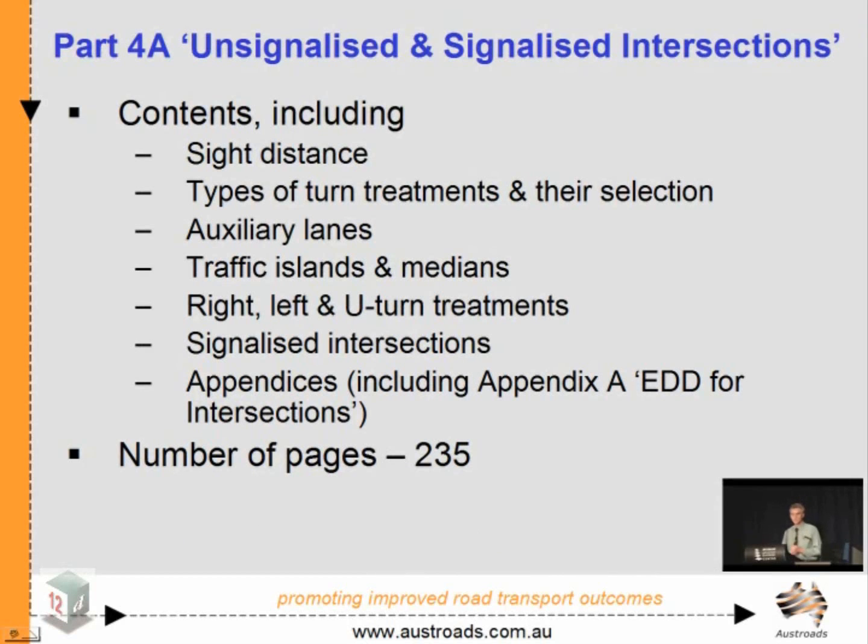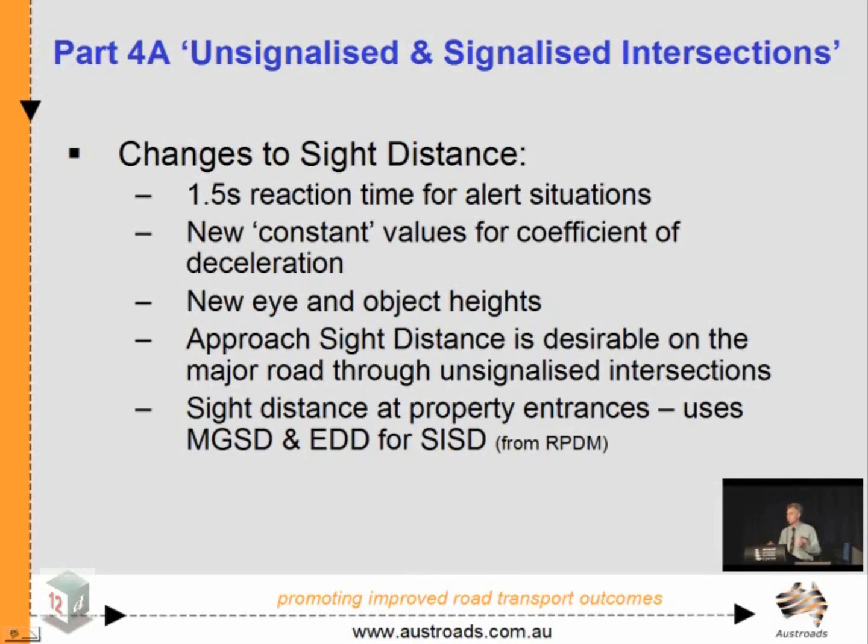Now, Part 4A is unsignalised and signalised intersections. And that's a fairly hefty document. It's based on the previous Austroads Part 5 with a reasonable amount of material from our Queensland Road Planning Design Manual. Just some changes in Part 4A: there is the 1.5 second reaction time for alert situations, the same as mentioned earlier. Again, the new constant values for coefficient of deceleration also apply to intersections, as well as the new eye and object heights.